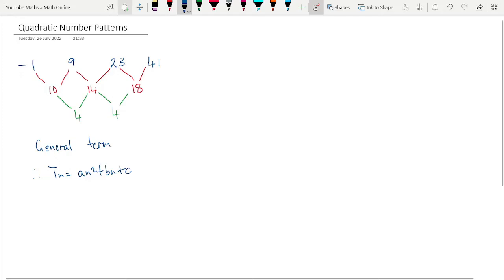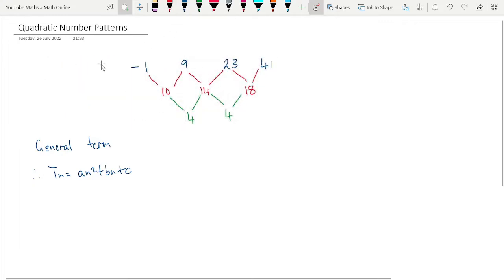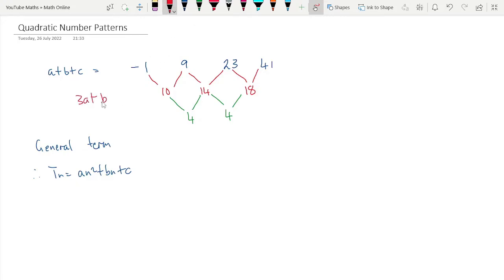There is a formula that I proposed in the previous video that I made on quadratic patterns. The formula works like this. The first term can be found using the formula a plus b plus c, so you make that equal to -1, the first number there. The first difference formula is 3a plus b, so you make it equal to the 10 over there, and the second difference is 2a, you make it equal to that. So you solve this system of three equations, and that's how you get a, b, and c.